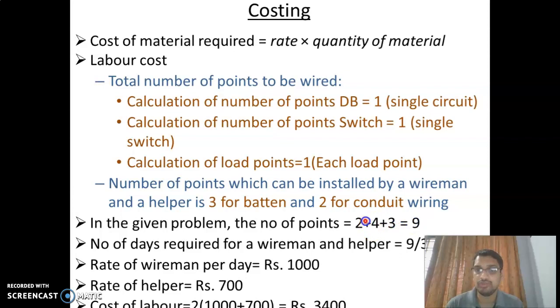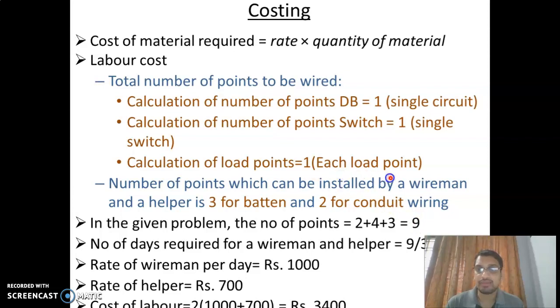2 for the dB, 1 for the sub-circuit and 1 for the power circuit. Then 4 for switches, 3 for sub-circuit switches and 1 for the power circuit switch, and 3 for the electrical load, 2 for light load and 1 for fan. So total 2 plus 4, 6 plus 3, 9. So the total number of points required in our building is 9.